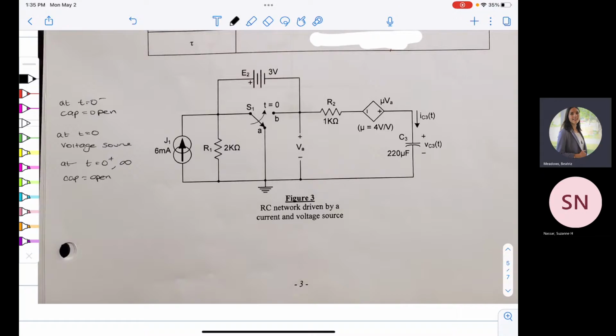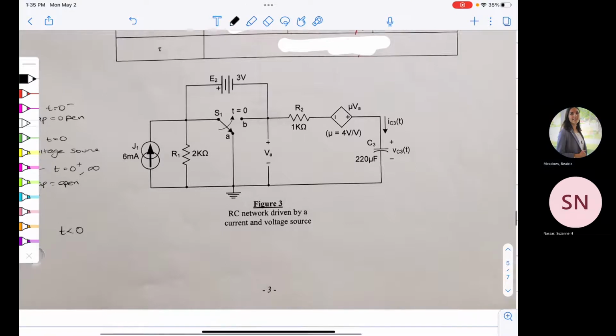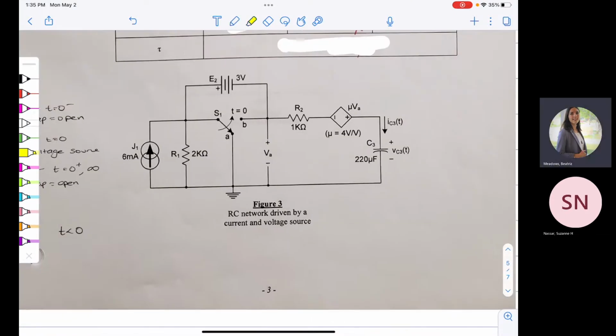So at t less than 0, this thing switches at t equal to 0. So before that, what would our circuit look like? What would be our path? So we have this for sure. This isn't connected, so we go here. Now we're here. Where does our switch take us? Where would a current flow through?